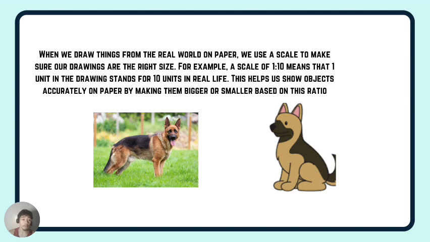And this is another example, a German Shepherd in real life. When we draw things from the real world on paper, we use a scale to make sure our drawings are the right size. For example, a scale of 1 to 10 means that 1 unit in the drawing stands for 10 units in real life. So this helps us show objects accurately on paper by making them bigger or smaller based on this ratio.